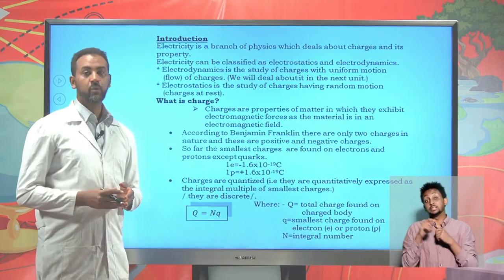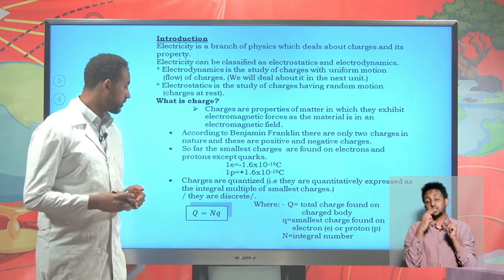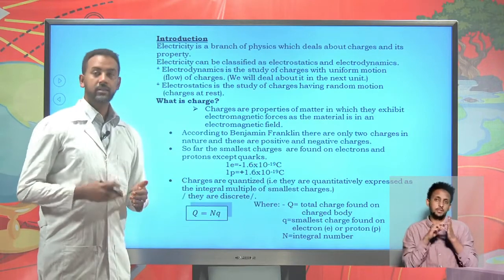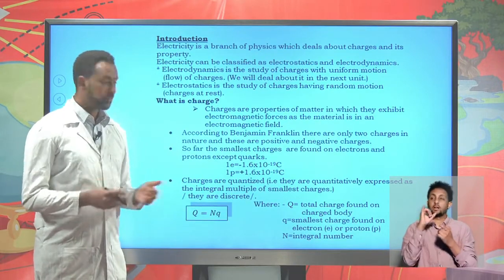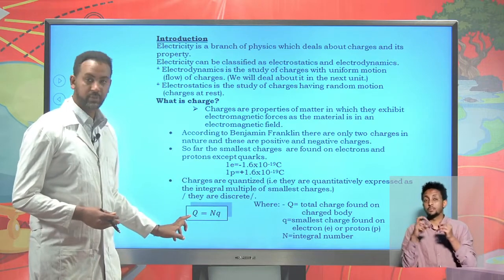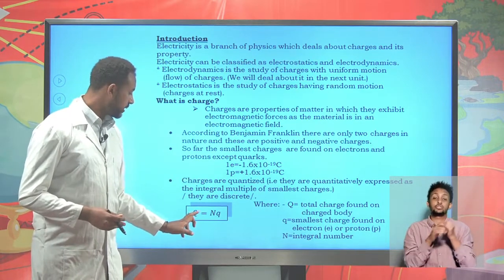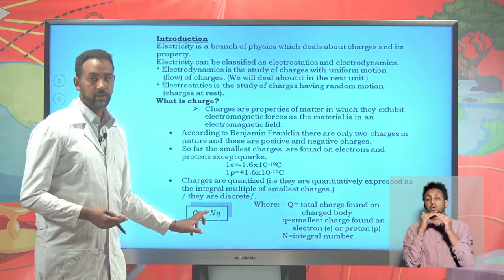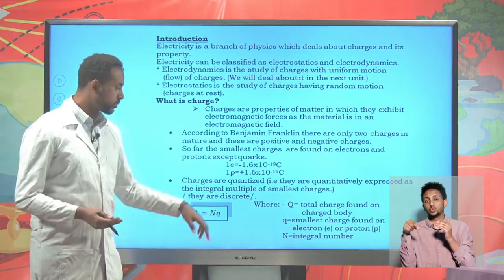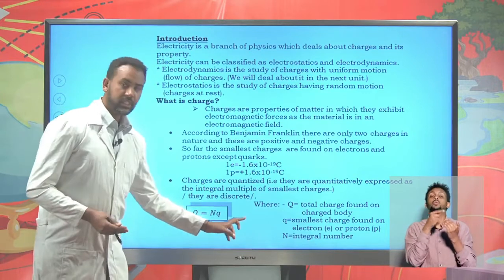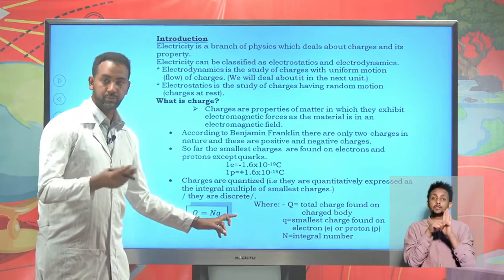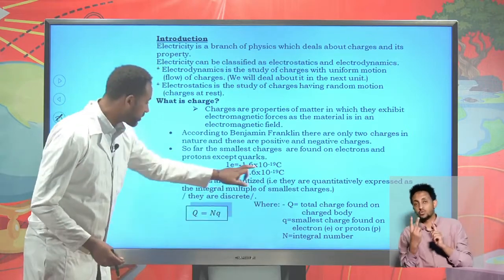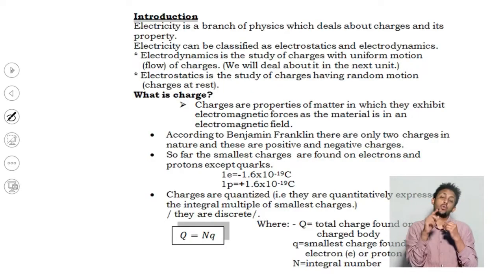And charges are quantized. This is a very important characteristic of charges, meaning that they are integral multiples of the smallest amount of charge, and mathematically it can be expressed as charge q equals n times e, where n is an integer, plus or minus, for electrons or protons, so that it is -1, -2, +1, +2, and so on, times the smallest amount of charge.